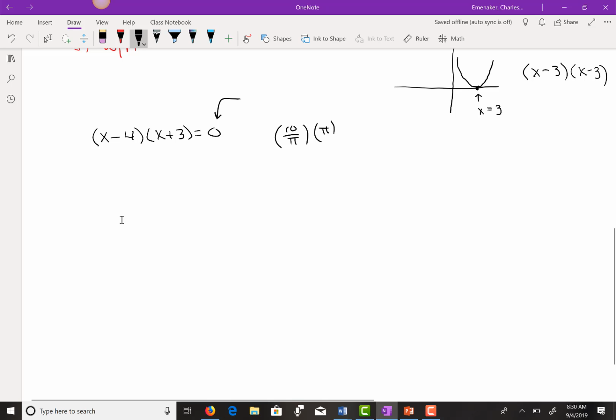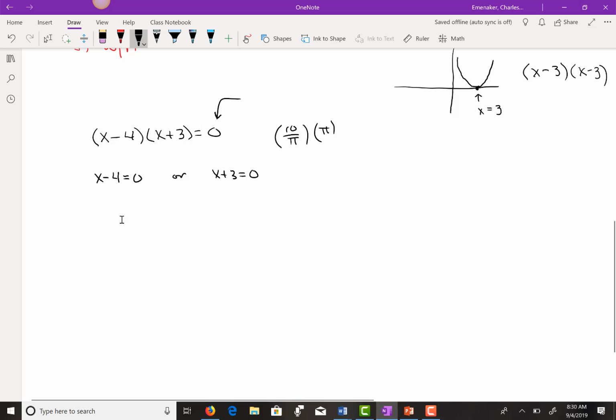Okay? One of them's got to be 0. No ifs, ands, or buts about it. The reason for solving equal to 0 is you know what one of the numbers has to be. If one of them has to be 0, that means this x minus 4 has to be 0, or the x plus 3 has to be 0. Do you buy that? Now you can figure out some answers.